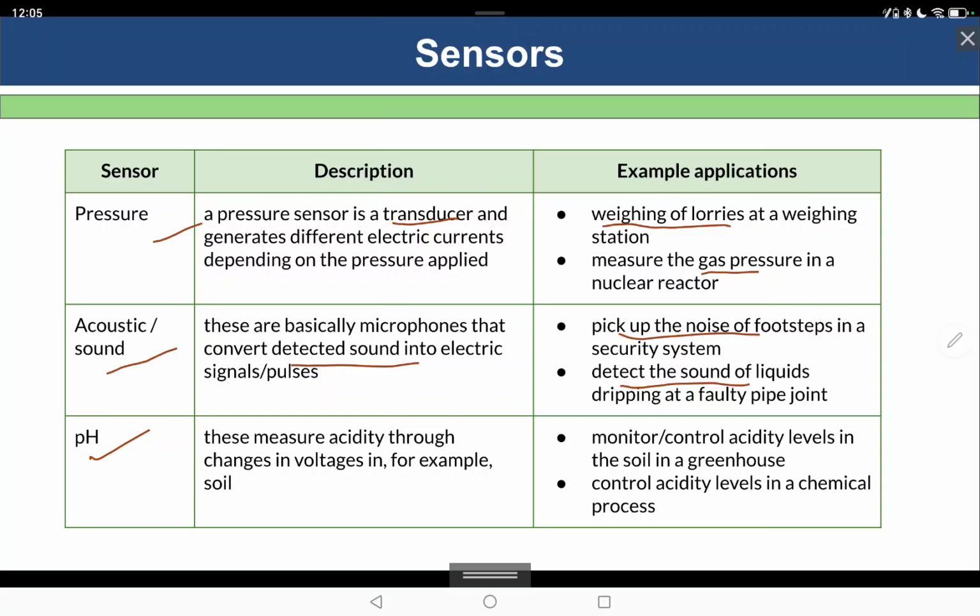Then there is pH sensor. So the function of the pH sensor is to measure the acidity through the changes in voltage, for example, in a soil. So they are used in applications such as monitoring or controlling the acidity level in the soil in a greenhouse. Also, it is used to control the acidity level in a chemical process.